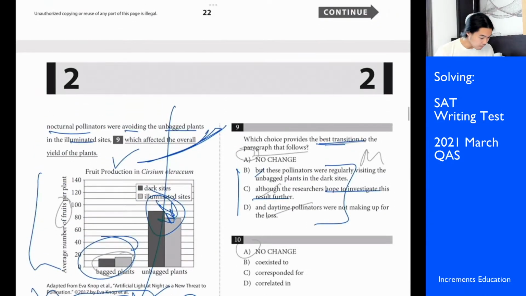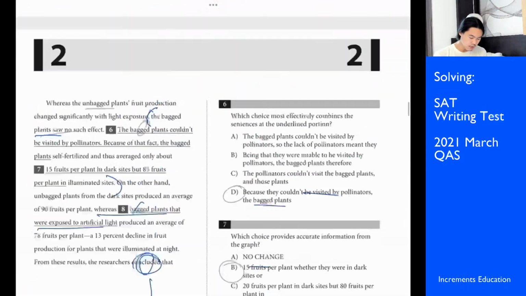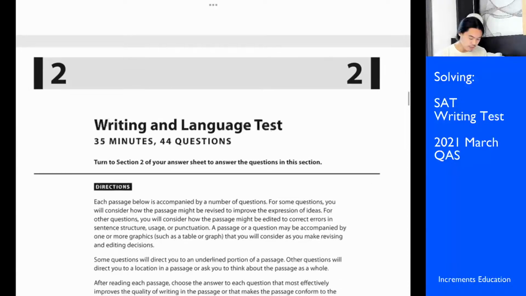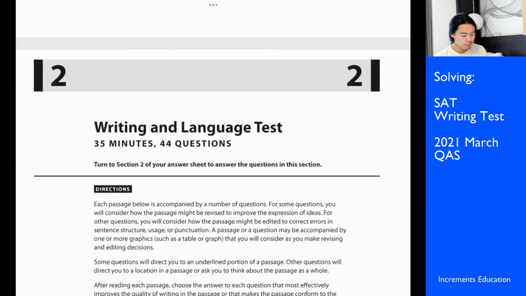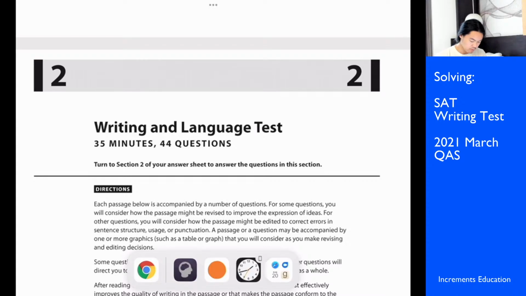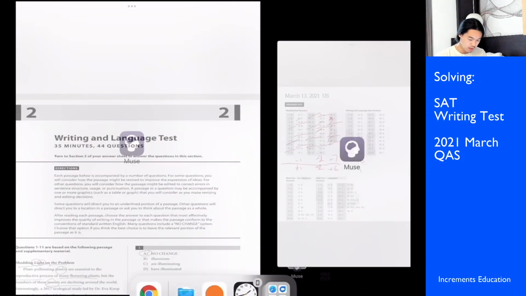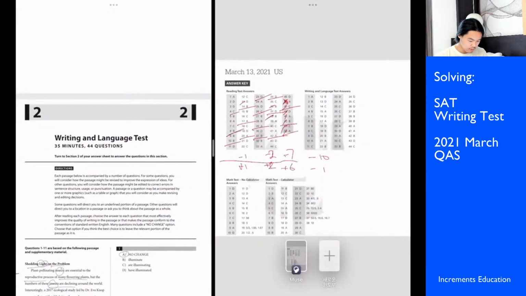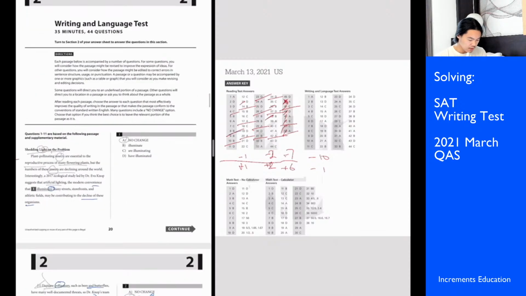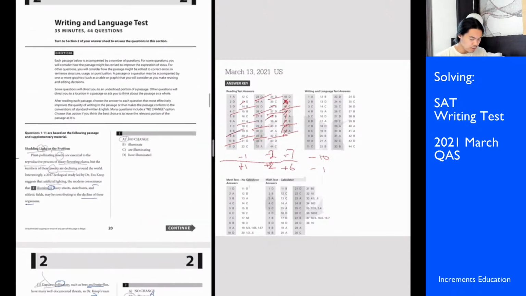All right, that is 31 minutes total, including that retake of the first passage. That means I have 4 minutes left, but I'm just gonna move on and do my grading. So let's do this. All right. And I'm confident with all of these, so I'm just gonna move forward.